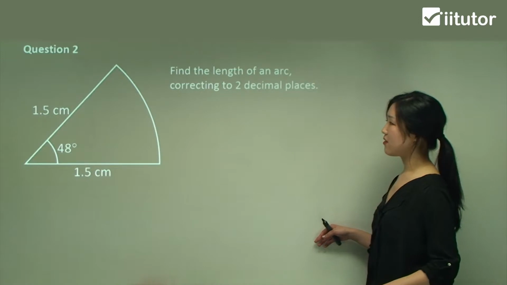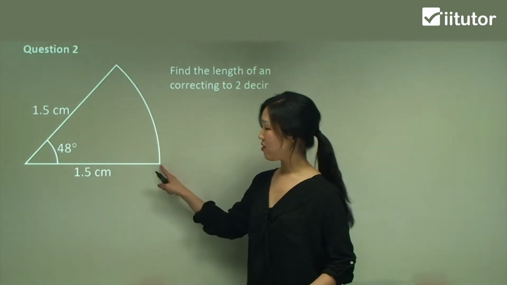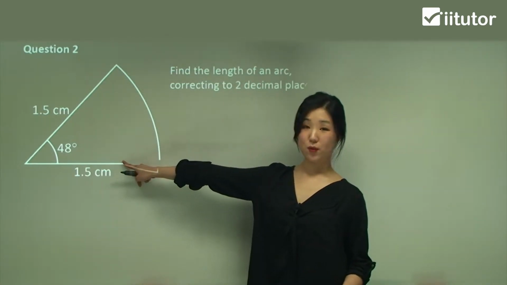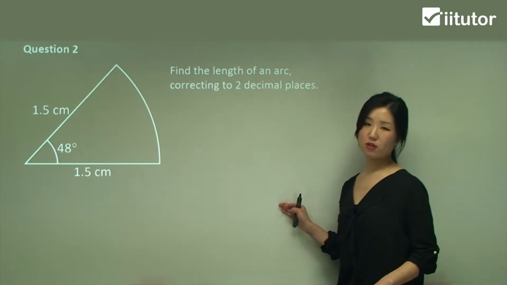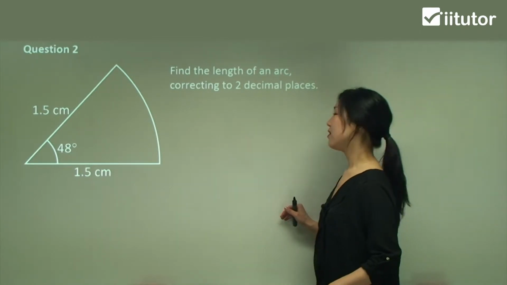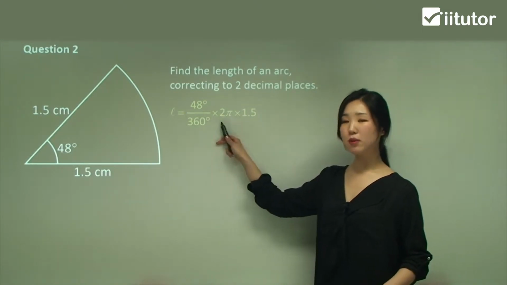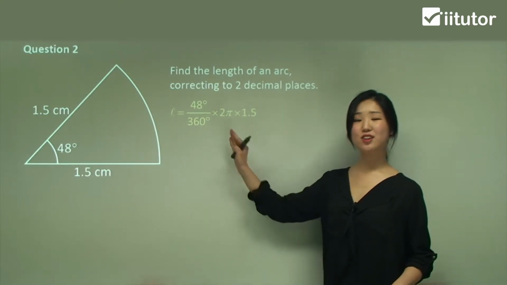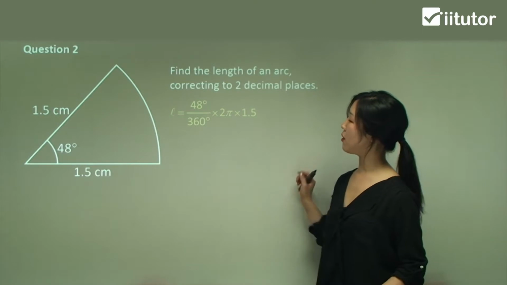So question 2, they give you a diagram here. It says find the length of an arc. So this is the length of the arc that we're interested in. It gives us the radius, which is 1.5, and the angle at the center is 48. So we need to first find the proportion of the sector. It's going to be 48 out of the 360 degrees, and we simply multiply that proportion by the circumference formula, 2 pi r, and the radius is 1.5, so I let r be 1.5.